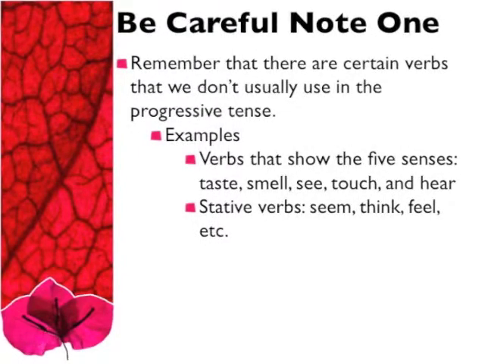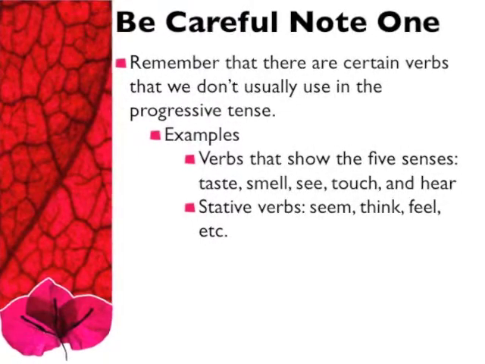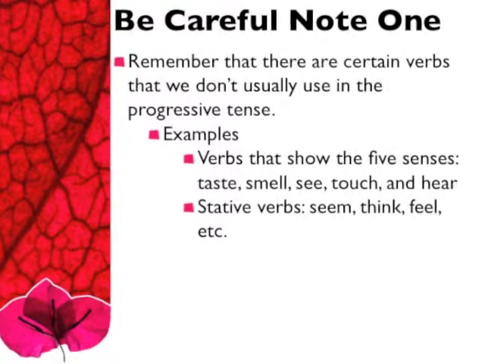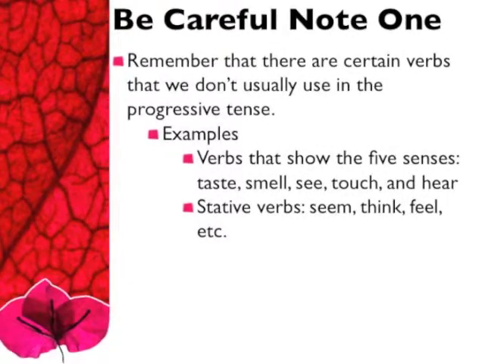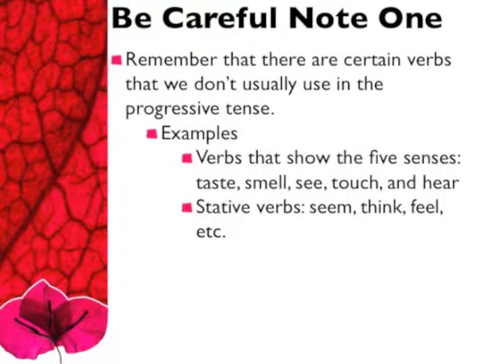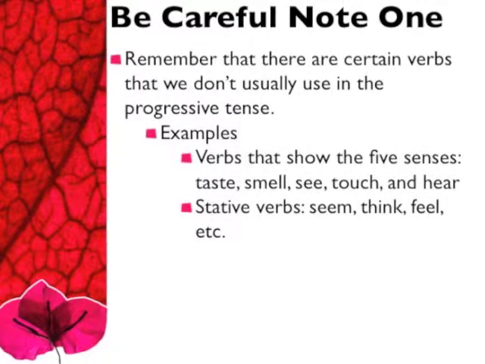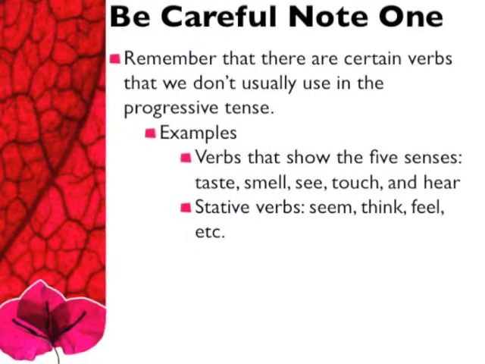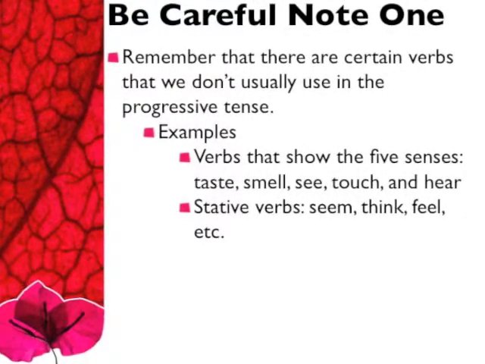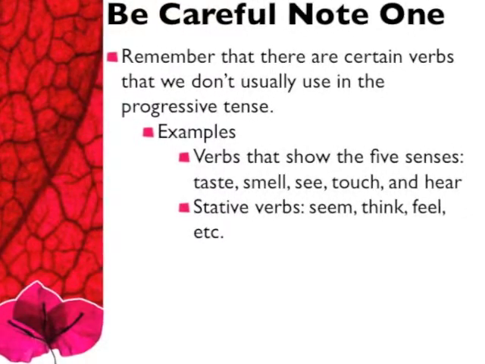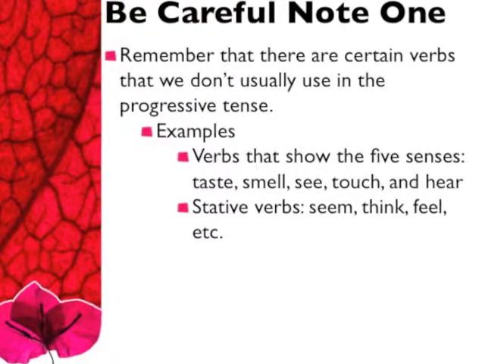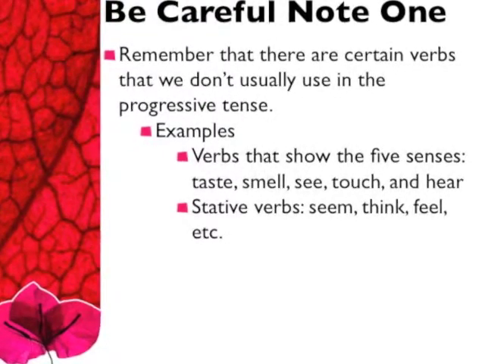So there's a be careful note in your book, and there are certain verbs that we don't usually use in the progressive tense. These verbs include the ones that show the 5 senses. So verbs like taste, smell, see, touch, and hear. And then stative verbs, words like seem, think, and feel. So you won't use these in the present perfect progressive, just like you don't use them in the regular present progressive.